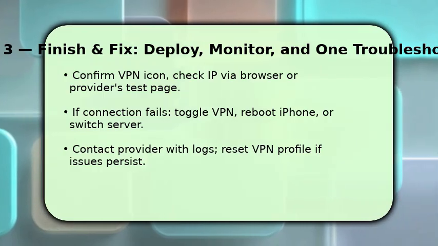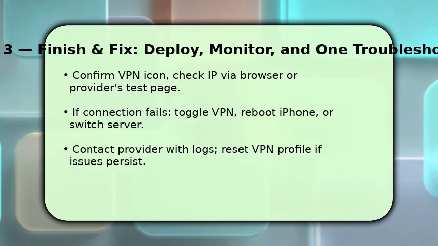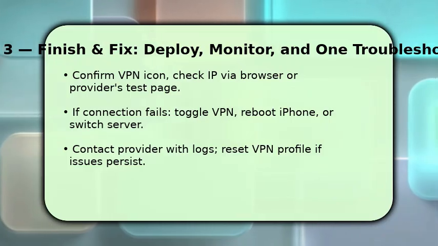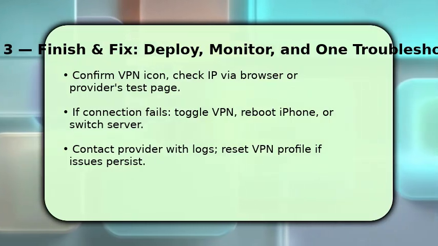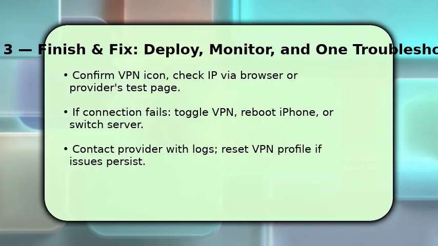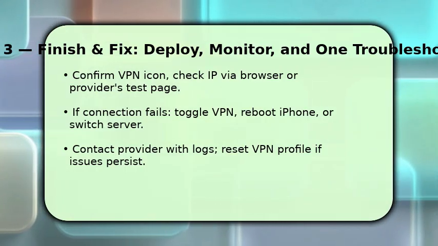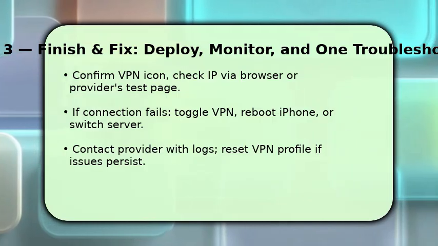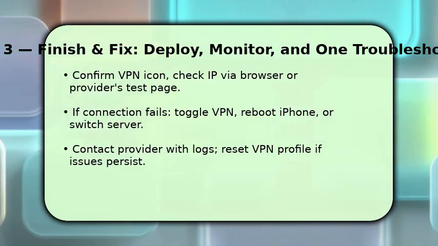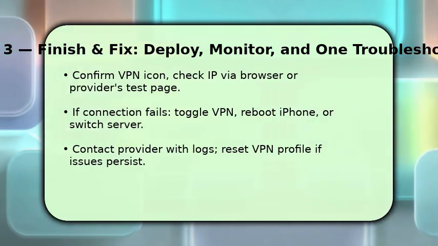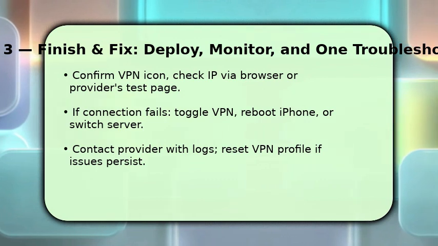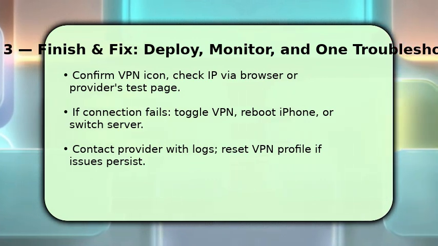If the connection drops, toggle the VPN off and on, switch servers, or restart the iPhone to clear temporary network issues. If manual settings are used, re-enter server values and credentials carefully. Finally, gather connection logs and contact your VPN provider for help. They can advise protocol changes or provide a fresh configuration file to resolve stubborn problems.